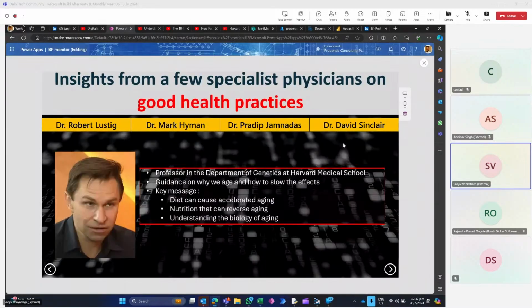Then finally, we've got Dr. David Sinclair. He's not a physician, but he's actually a professor of genetics at Harvard Medical School. And his story is that he talks about, again, reversing aging. His story is he's from Australia.